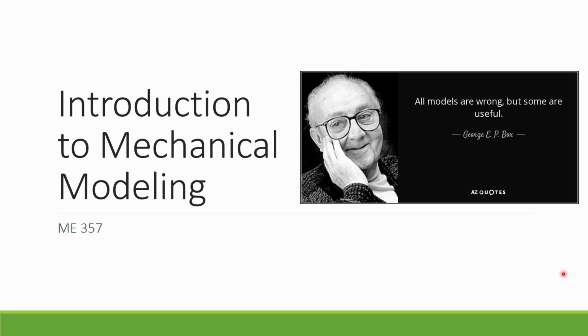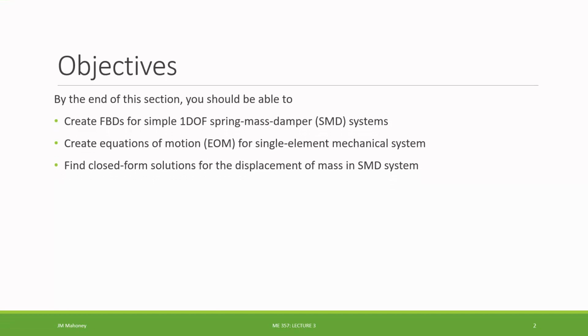Introduction to Mechanical Modeling. By the end of this section, you should be able to create a free body diagram for simple 1 degree of freedom spring mass damper mechanical systems. You should be able to create the equations of motion for that single element mechanical system using the free body diagram. And then using the equation of motion, you should be able to find the closed form solution for the displacement of the mass in these spring mass damper systems.